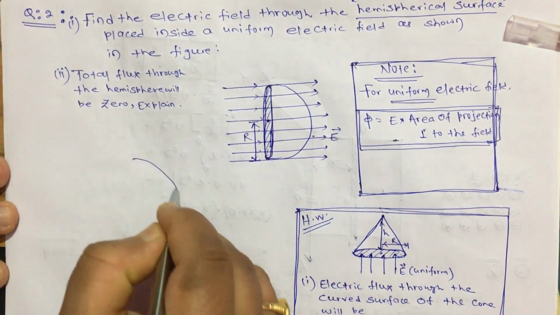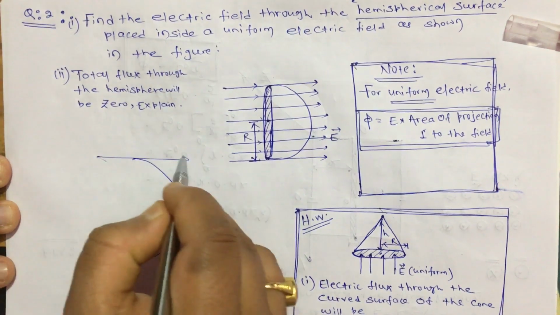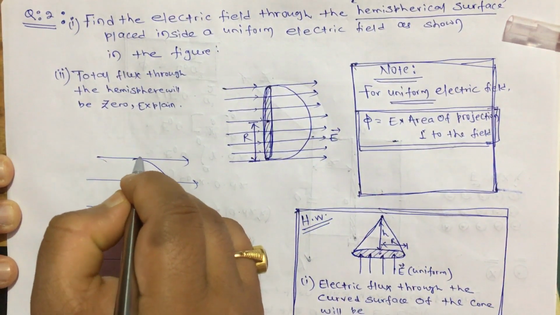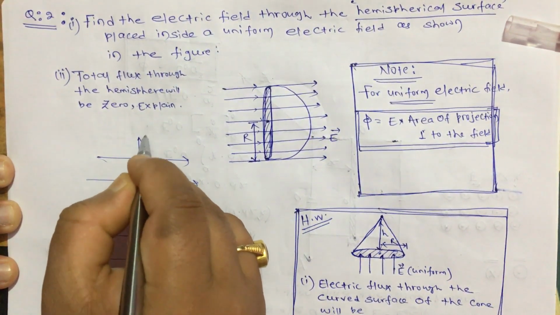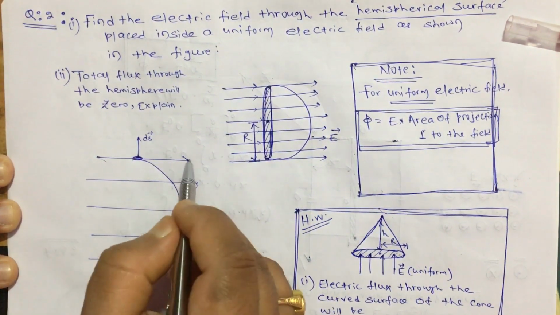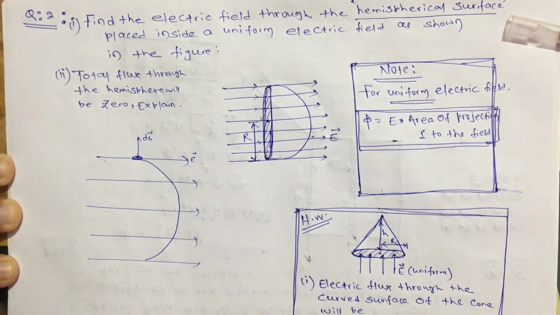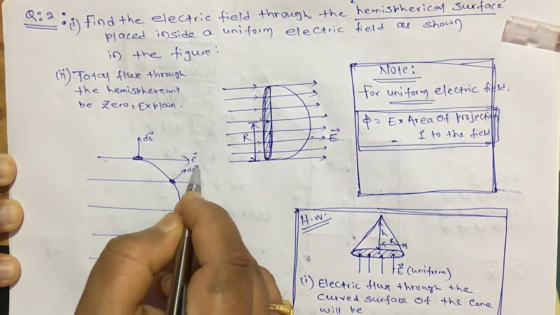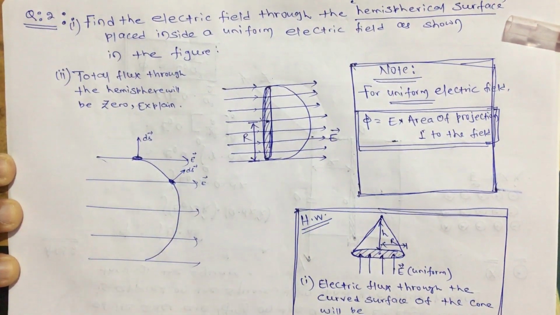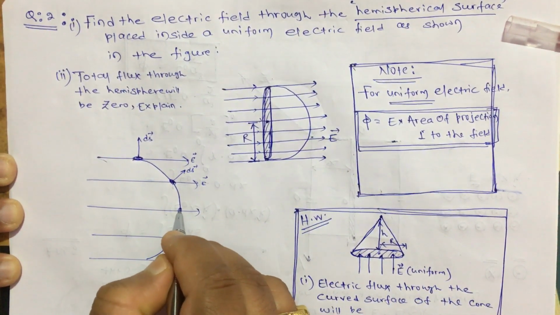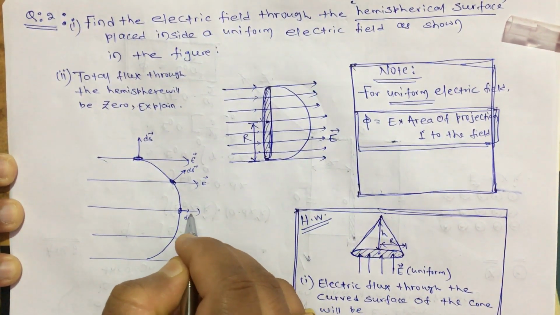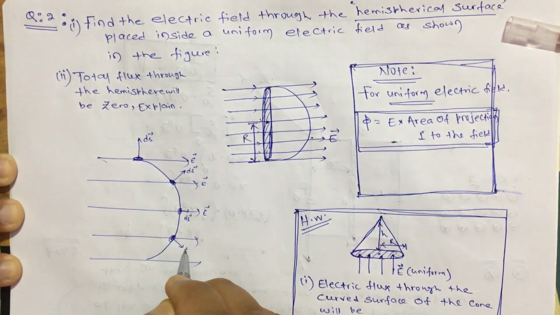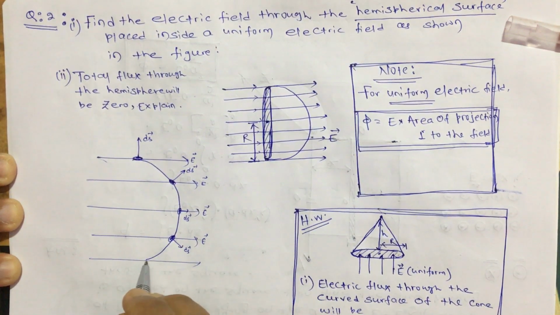See, if this is a surface, and electric field lines are passing like this, then you can see at this point the ds vector is along this direction and the electric field is along this direction. At this point the ds vector, or the area vector, is along this direction, the electric field is along this direction. At this point the ds vector is along this direction, the E vector is along this direction. Similarly at this point, and similarly at this point.